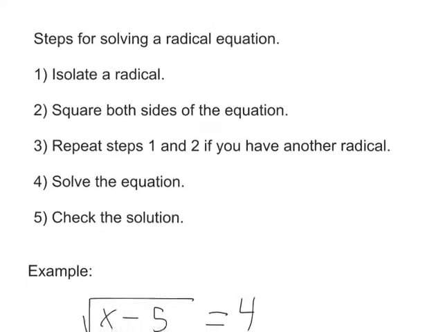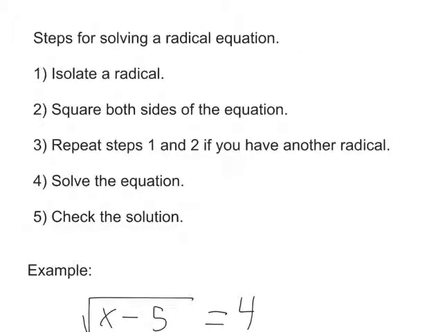All right, here are the steps for solving a radical equation. Your first step is to isolate the radical on one side by itself. Then square both sides of the equation. Then you're going to repeat steps 1 and 2 if you have a second radical, like we did in the problem that we just took a look at. Then solve the equation that's left behind. When you square both sides of an equation, the radical is going to go away. So you just keep doing that until you get rid of all your radicals, and then the equation that's left, you're going to solve that.